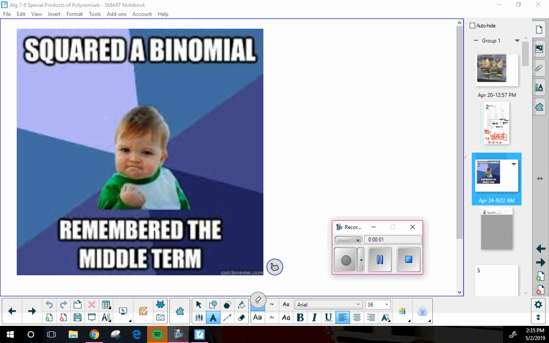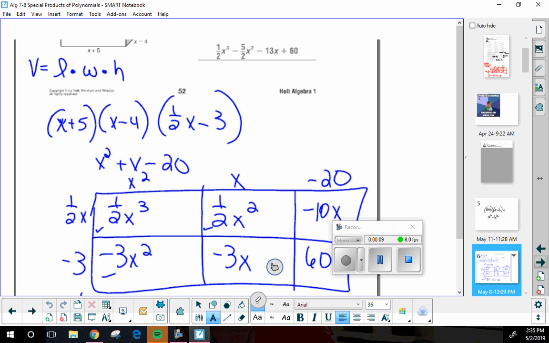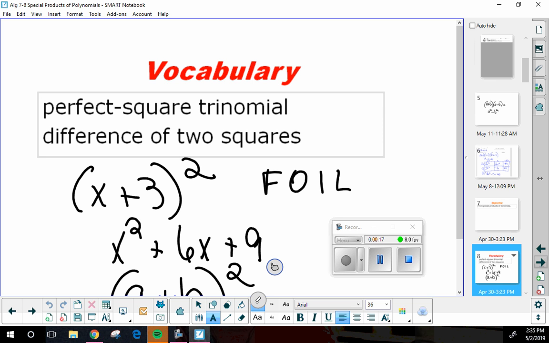All right, so today we're going to talk about special products of binomials. And I think the last example we had in class yesterday was a special product of a binomial. Remember I said, hey, here's an example. This one's special. That is what we're learning about today.